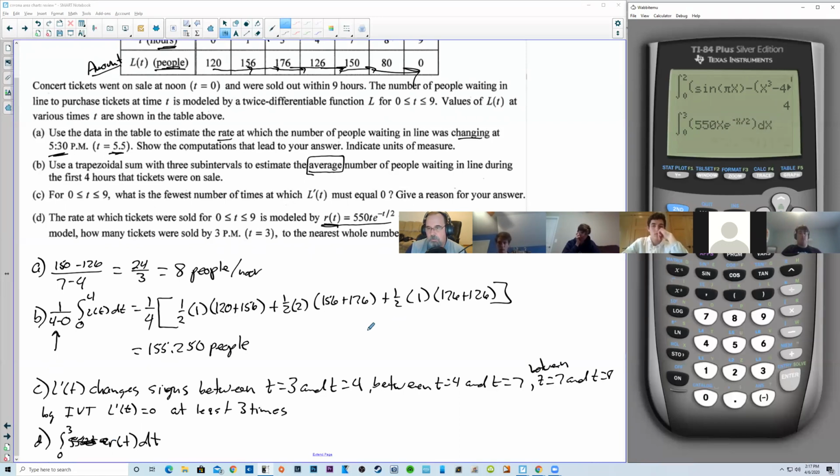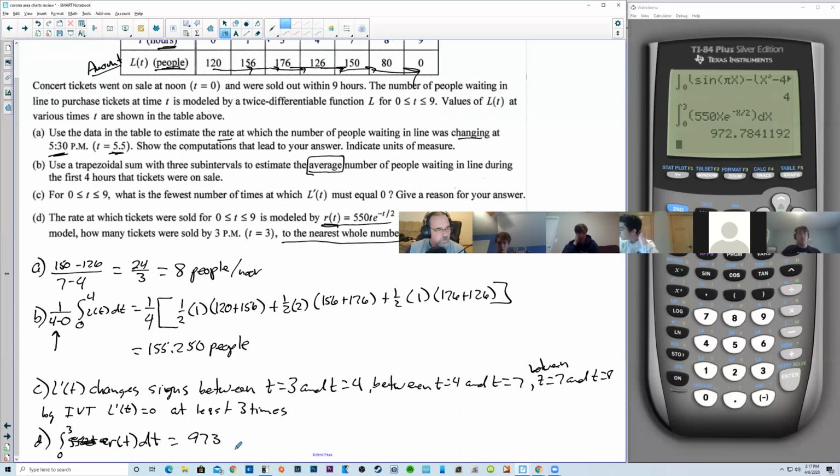X. So 972, but it says to the nearest whole number. So that means round, equals 973. What is that rate at which tickets were sold based on how many tickets? So tickets. Make sure you have labels. Any questions on this one?